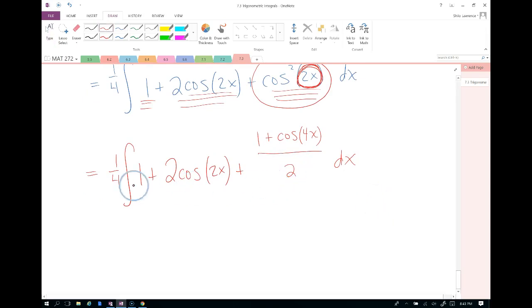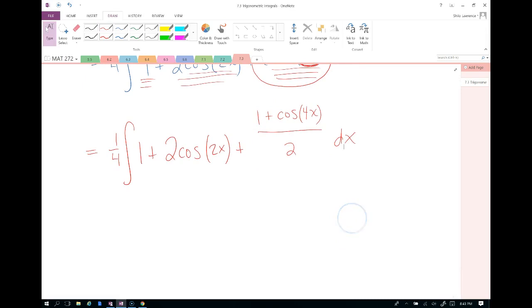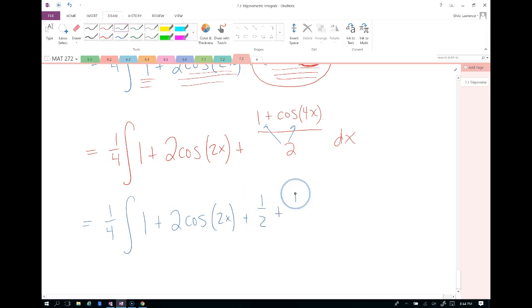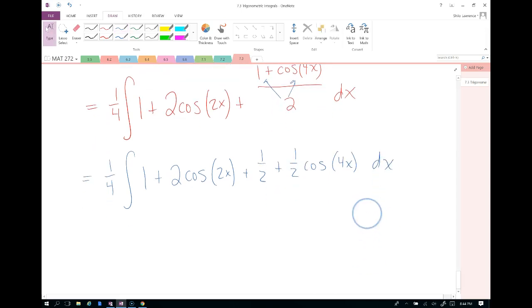Now you cannot bring that divide by 2 all the way out front with your 1/4, and that's because the divide by 2 does not apply to all of your terms. It only goes with that last term that we have in there. So instead I'm just going to go ahead and separate them. But we're pretty much ready to integrate here. I've got 1/4 of the integral of 1 plus 2 cosine 2x plus a half cosine 4x. And look, these guys are like terms. I've got a 1 plus a half.